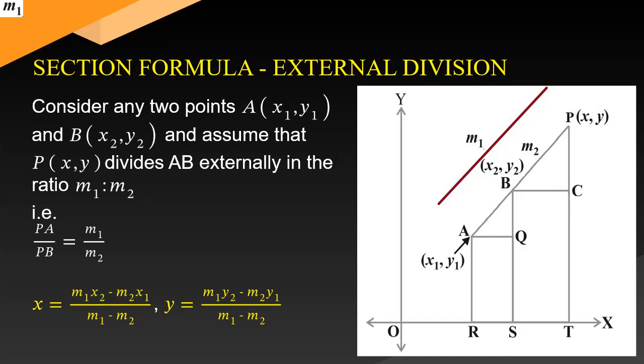So let's have a look at the formula for finding x and y. x equals m1 x2 minus m2 x1 upon m1 minus m2 and y equals m1 y2 minus m2 y1 upon m1 minus m2.